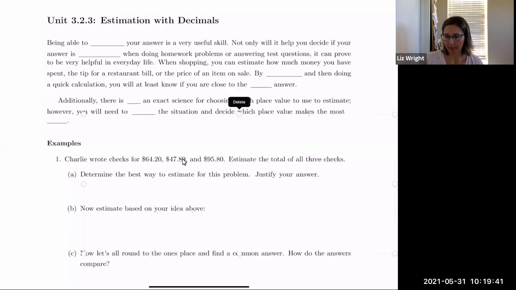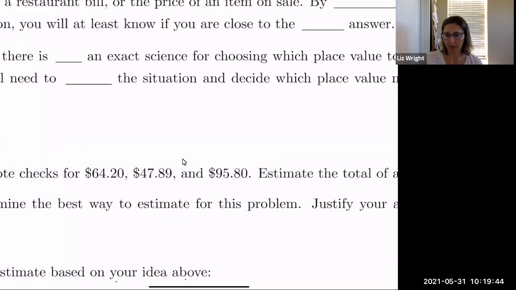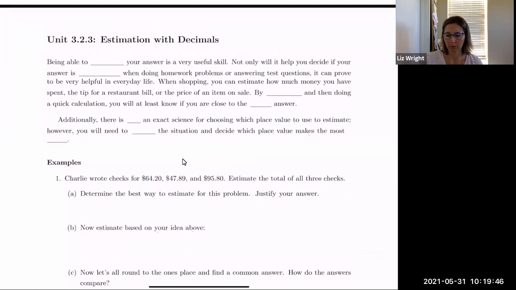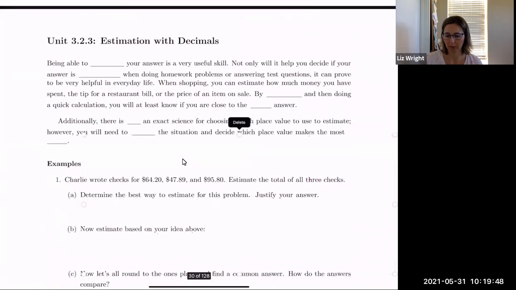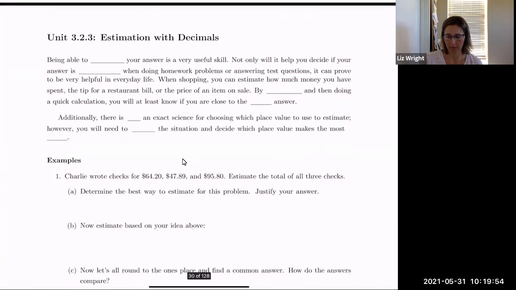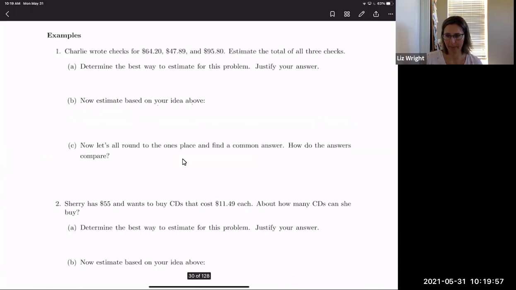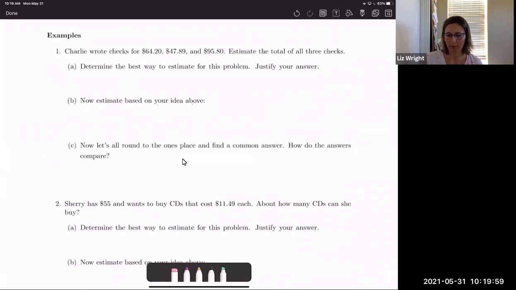And I've got to get my pen tool going. And I don't know where it went. There it is. I don't know what happened to my pen tool there for a moment. Okay, sorry about that, guys.